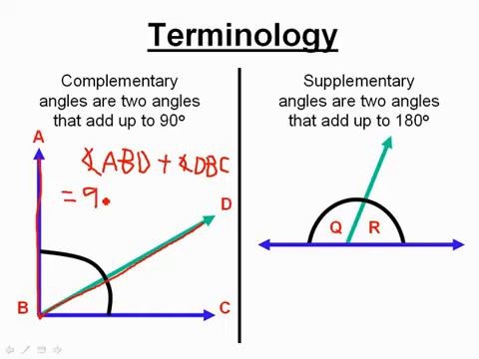It's also important to note that if you go ABD, you'll get the same angle as if you go DBA, if you go in the opposite direction.